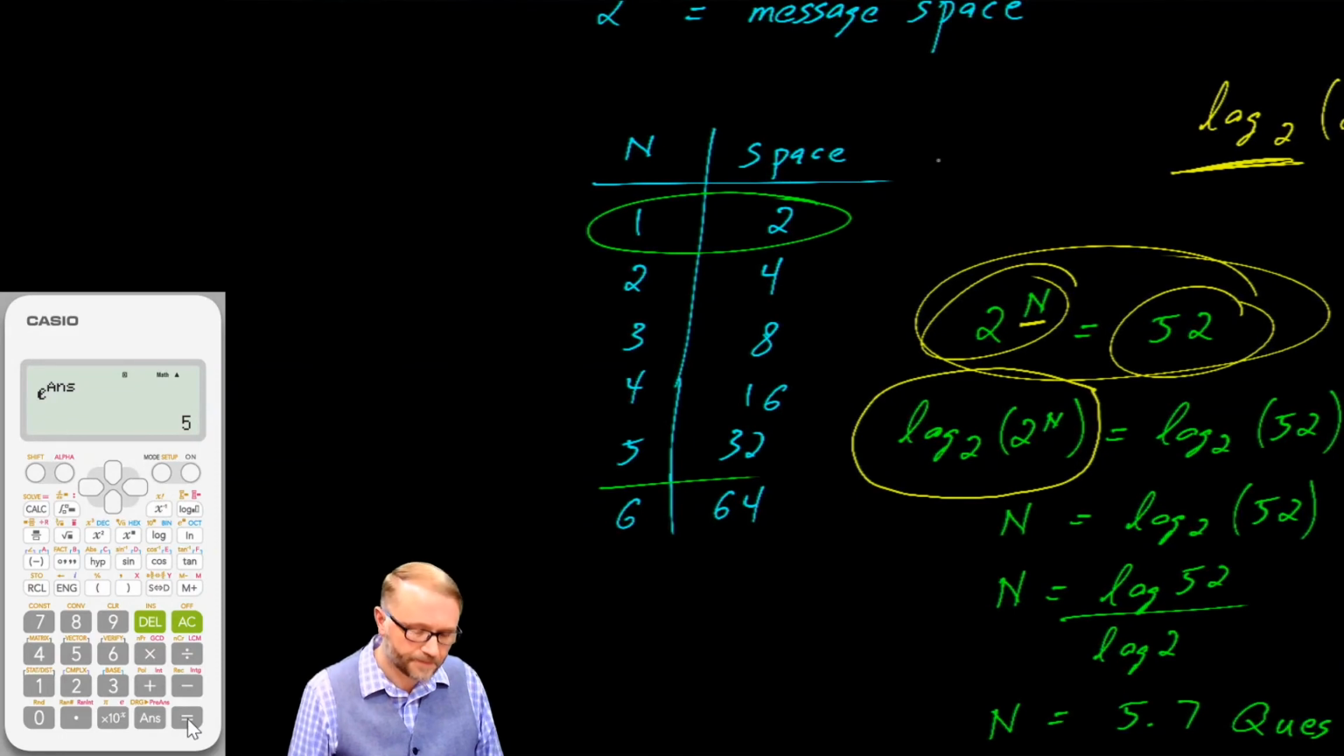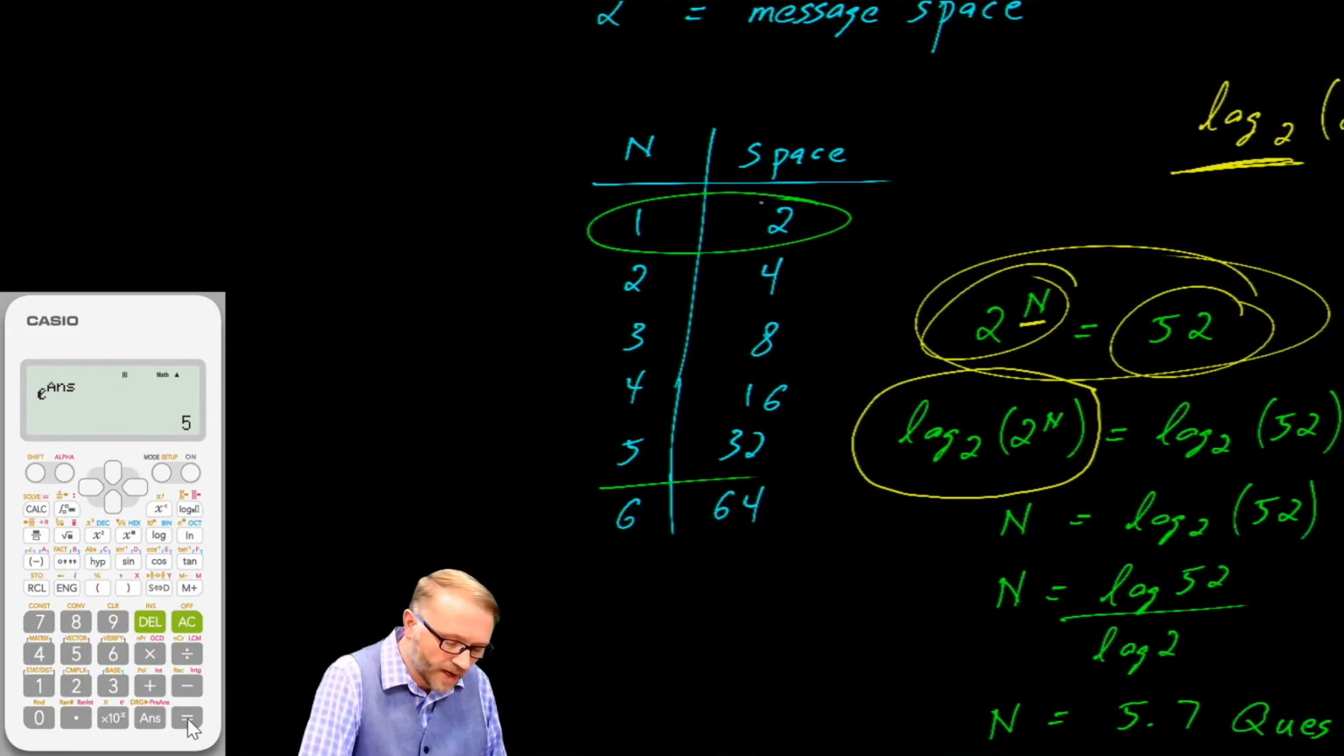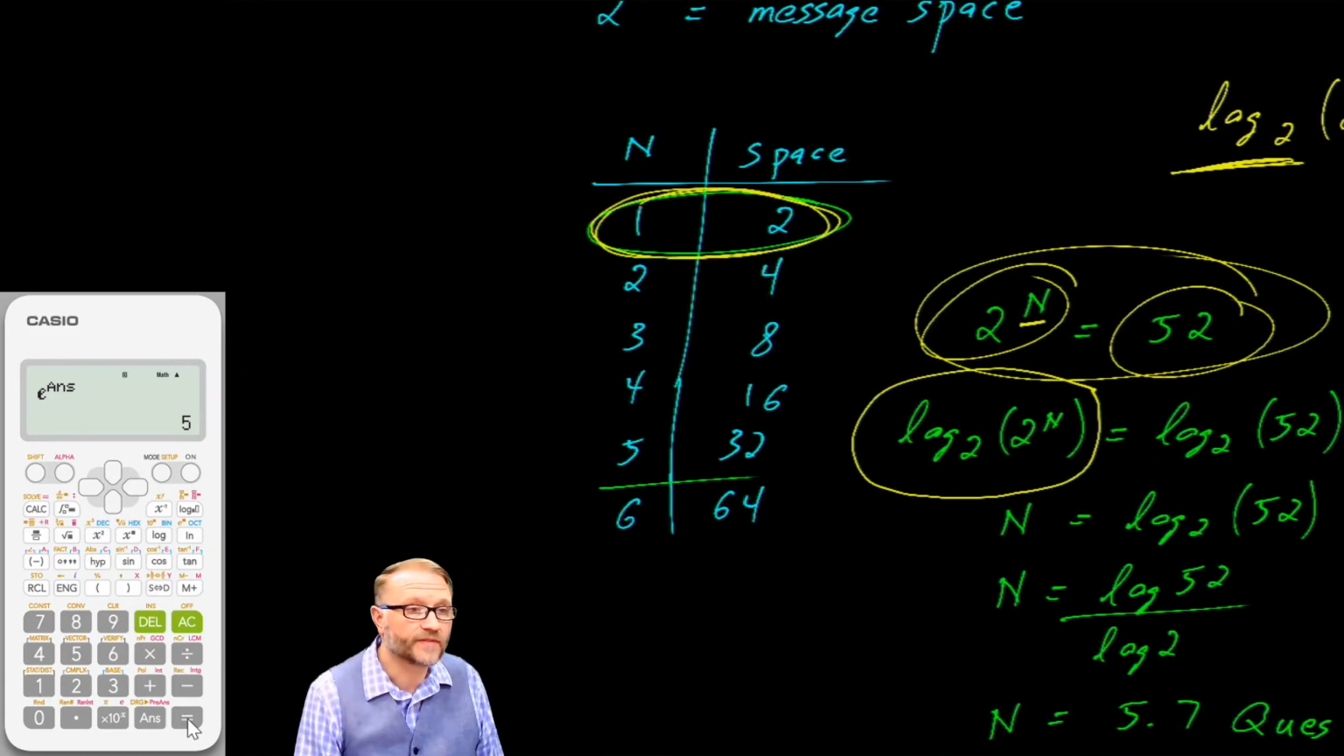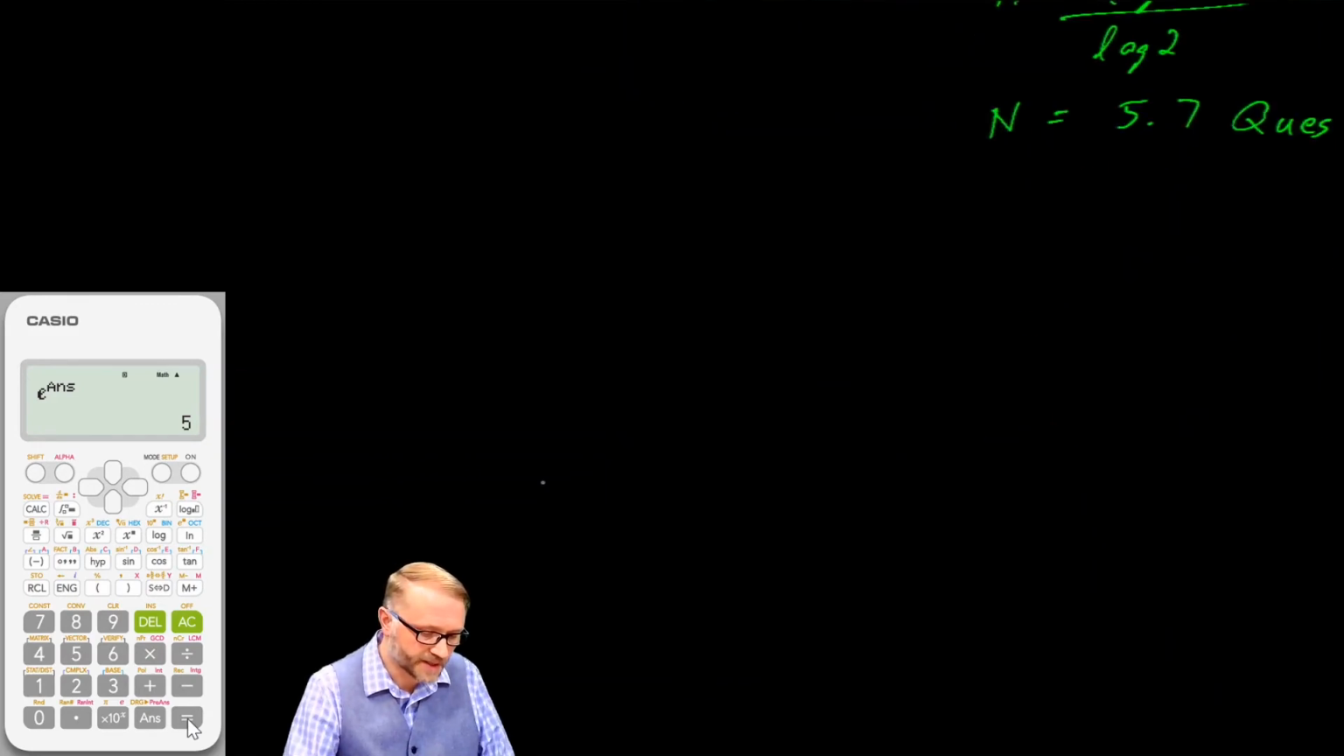Let's regroup here. We've shown two examples. One was how much information is contained if we flip a fair coin. In the next example, we asked how much information was contained in identifying a single card out of a complete deck of cards. And we determined that to be about 5.7 questions. Let's work another example to make sure we understand the operations here.